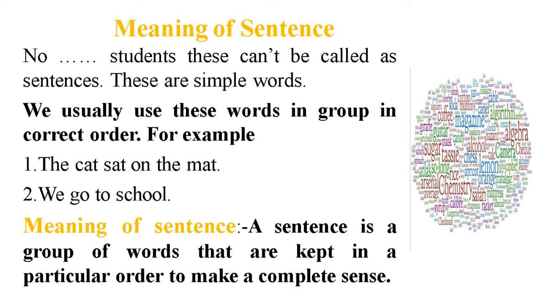So what is a sentence? A sentence is a group of words that are kept in a particular order to make a complete sense. I think now the meaning of the sentence is clear to you. I repeat again. We use the words in a group, in correct order, in a particular order, so that they make a complete sense. Then only words could be called sentences.